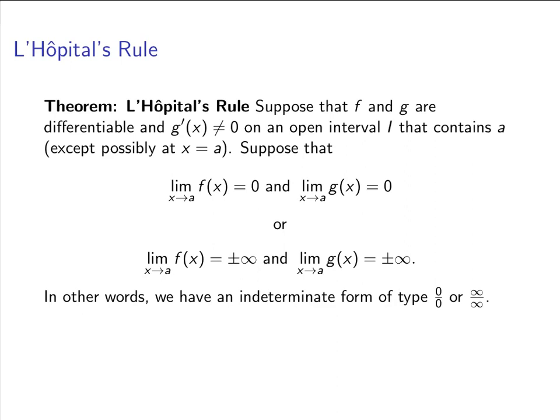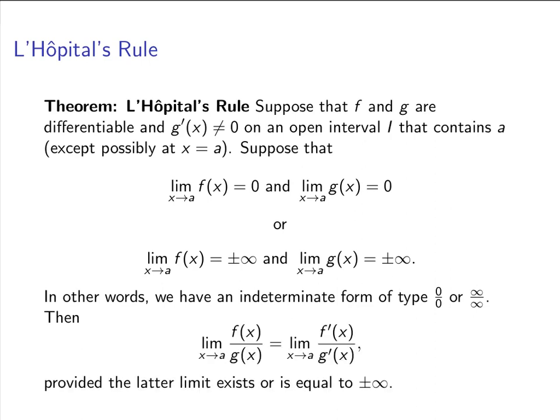and we suppose that the limit is of type 0 over 0 or infinity over infinity, the conclusion of L'Hopital's rule is that the limit as x approaches a of f of x over g of x can be computed by the limit as x approaches a of f prime of x over g prime of x. That's provided that the new limit exists or is infinity or minus infinity. Notice that L'Hopital's rule requires us to separately differentiate the top and the bottom. That is quite different from, for instance, using the quotient rule.